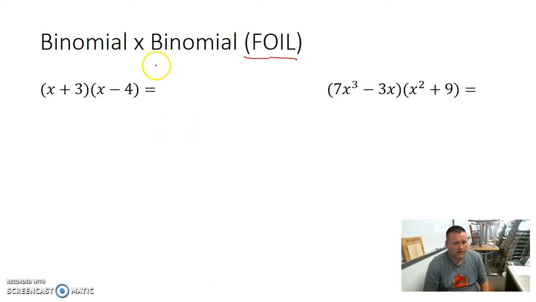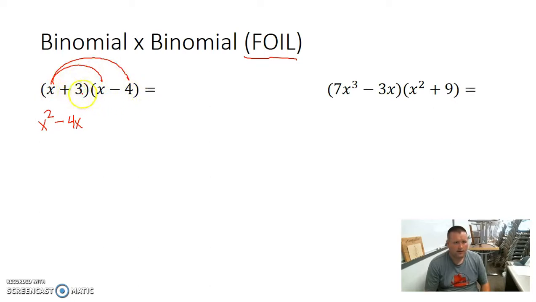We're really just going to take one term in one of the binomials. So I'm going to take this x, and I'm going to multiply it to both terms in the second one. So I'm going to go x times x, which is x to the first, x to the first. So I add my exponents. That gives me x squared. Then I'm going to go x times negative 4. Well, x times negative 4 just gives me negative 4x. Okay, so I'm going to take one term and multiply it to both terms in the other.